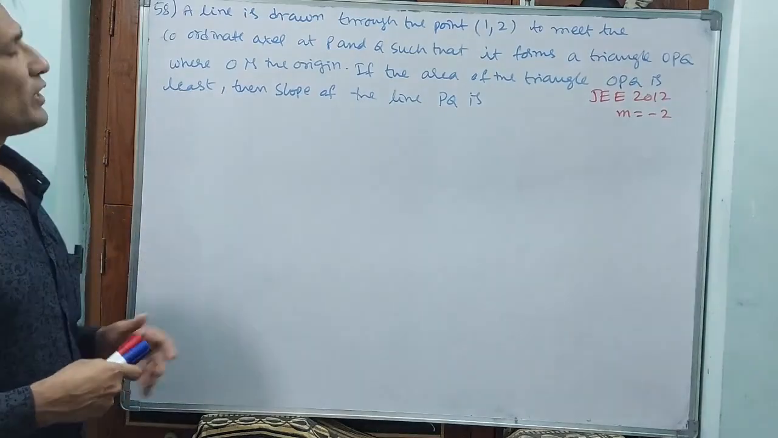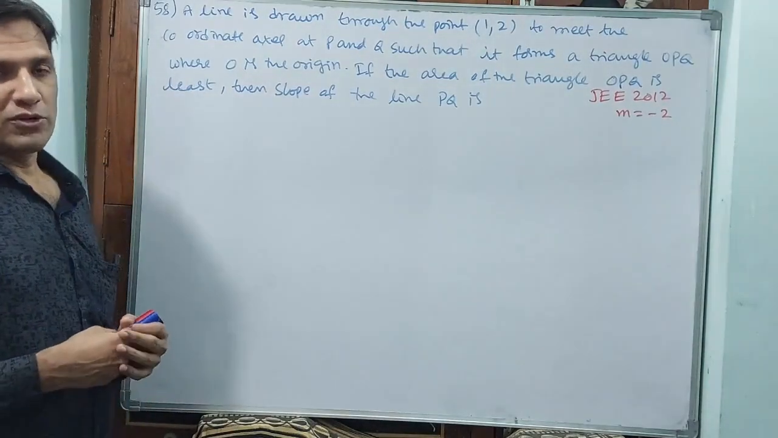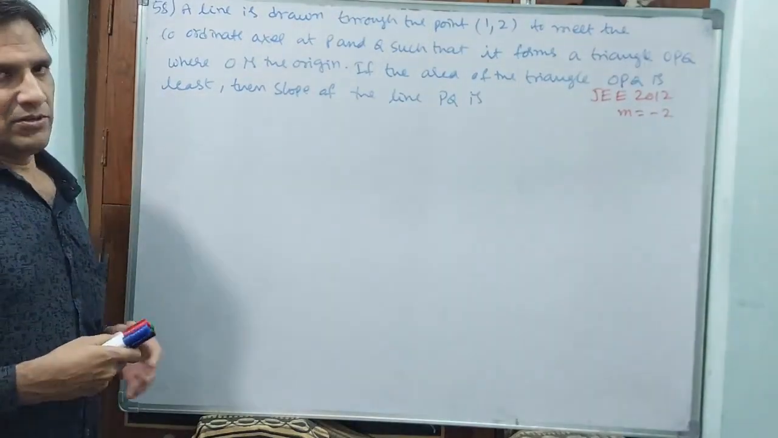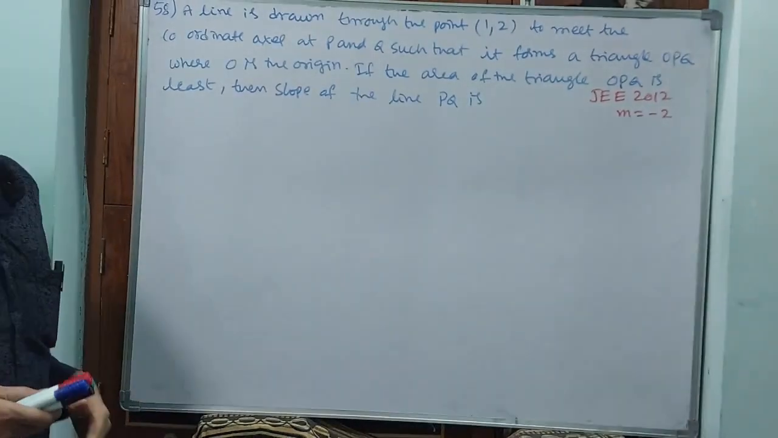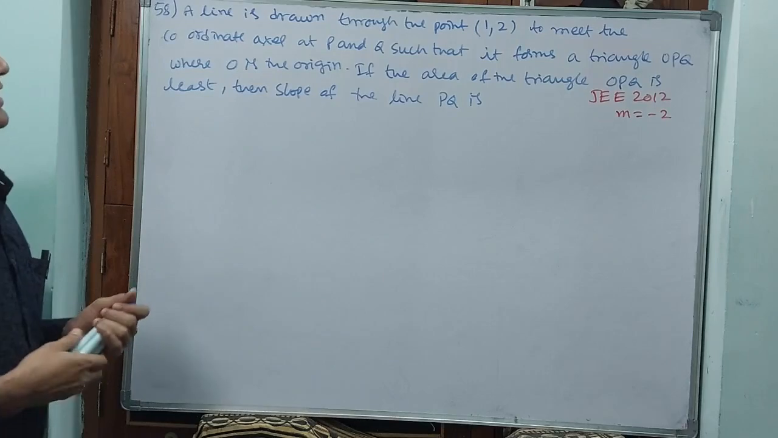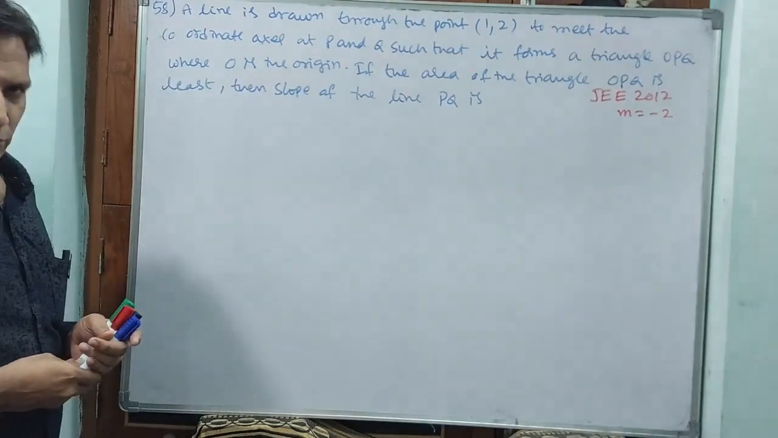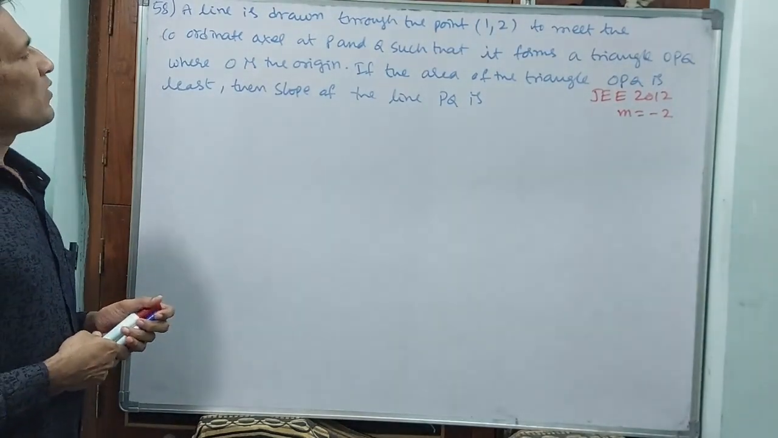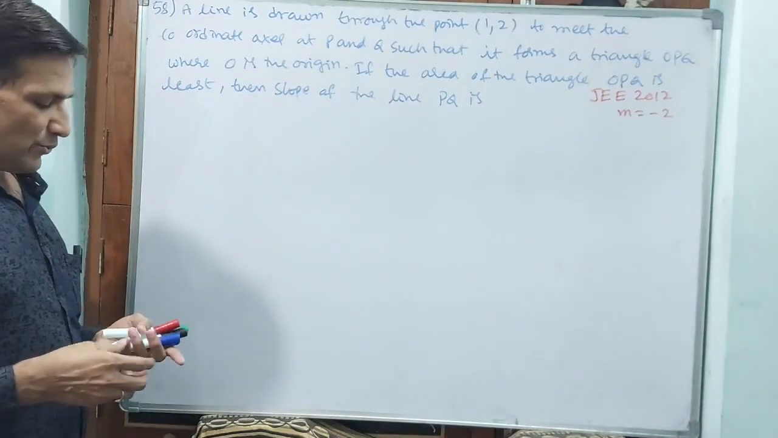Okay. See question number 58. This is also a JEE 2012 question. JEE question. And the answer should come -2. Slope they are asking. Slope will come -2. Okay. See, a line is drawn through the point (1, 2) to meet the coordinate axes at P and Q.